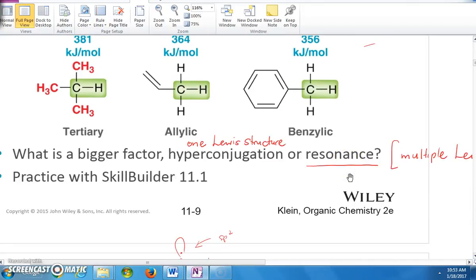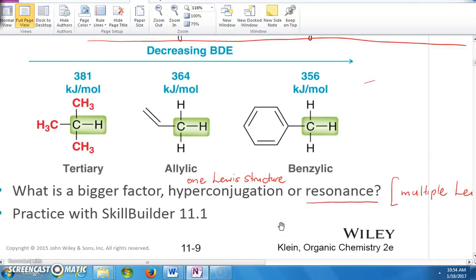So you have tertiary, you have allylic, you have benzylic. Okay, what is the bigger factor here? Hyperconjugation, right? It's actually hyperconjugation and resonance that is happening, but the bigger factor here is resonance. You can see that the radical here is going to be stabilized by resonance. By the time this loses the hydrogen, it's going to be benzylic in nature, and it's going to be stabilized by resonance.